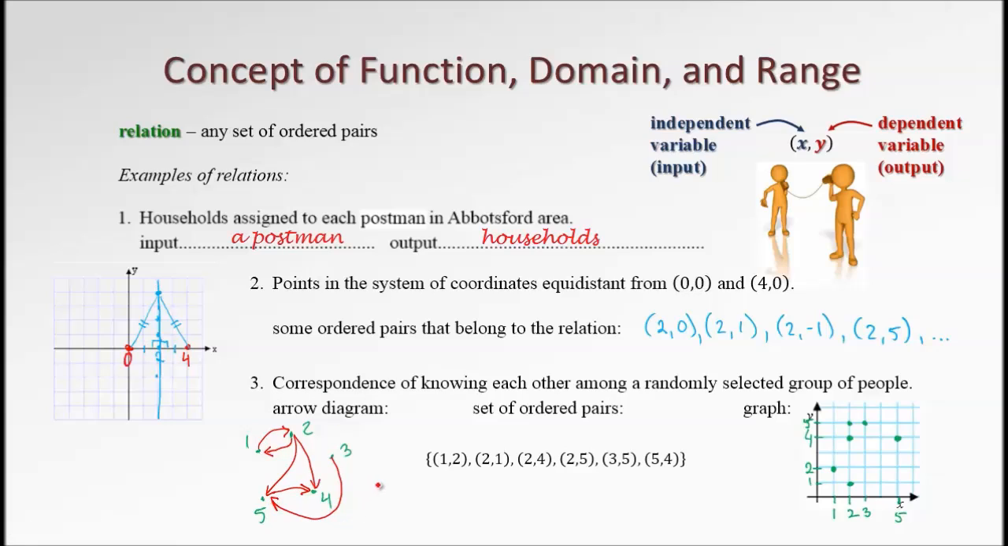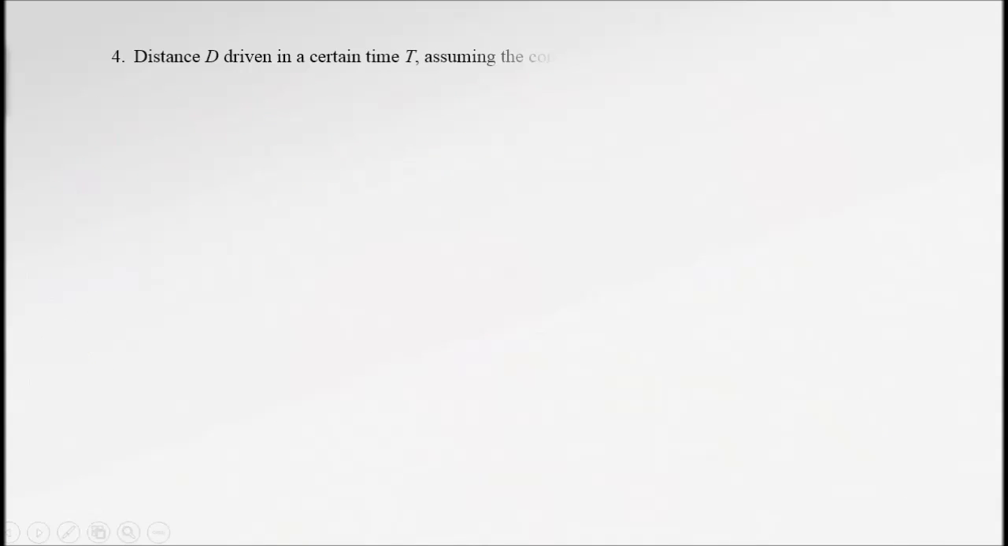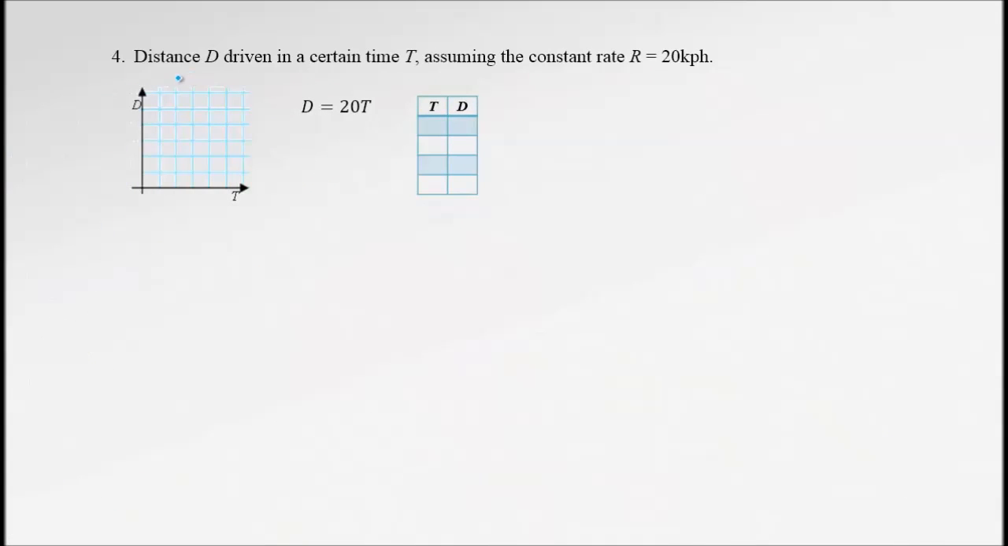So we end up with a graph, an arrow diagram, that gives us a little bit more of the dynamic between those people, who knows whom. Here we have another example.